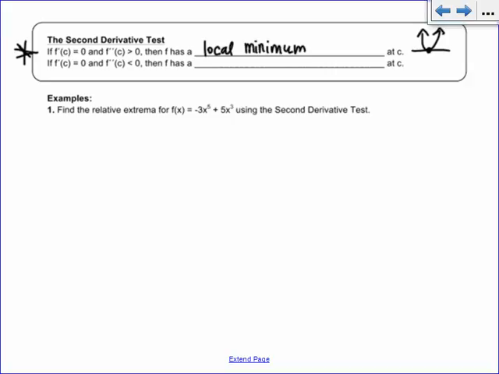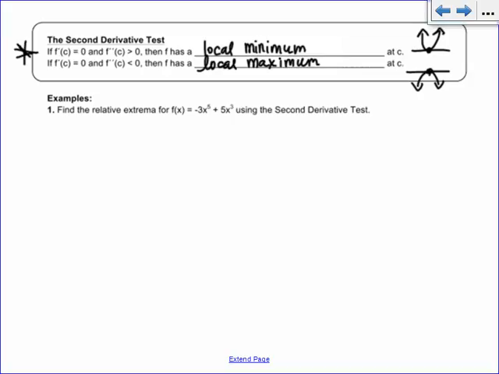All right, and then the second part says, if f double prime is less than 0, so if I'm concave down and my slope is equal to 0, then that's when f has a local maximum. And then there's actually a third part that says, if f prime of c is equal to 0 and f double prime is also equal to 0, then we can't tell what's happening. Then you would need more information. So that's the third part of the derivative test.